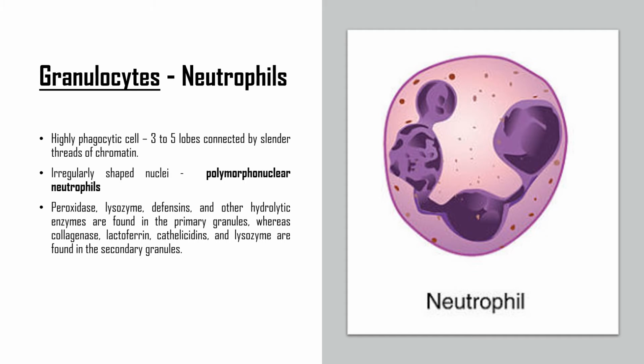Primary granules contain peroxidase, lysozymes, defensins, and various hydrolytic enzymes, whereas smaller secondary granules have collagenase, lactoferrin, cathepsins, and lysozymes. These enzymes and other molecules help digest foreign material after it is phagocytosed.